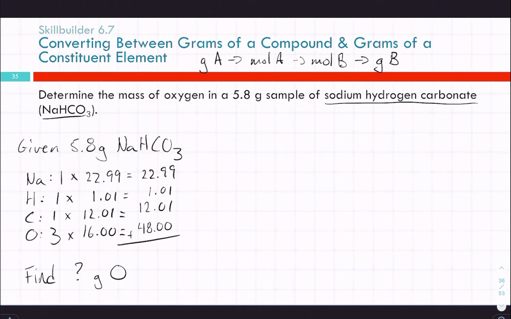So we can add all of those together now and get 84.01. And the units of all of these are grams per mole of sodium hydrogen carbonate. So if we had 84 grams of sodium hydrogen carbonate, that would be 1 mole of those molecules. So we can use that now to convert. We're going to have 5.8 grams, and since we want to get from grams of A to moles of A, we're going to divide by 84.01 grams of sodium hydrogen carbonate. And that'll give us moles of sodium hydrogen carbonate.